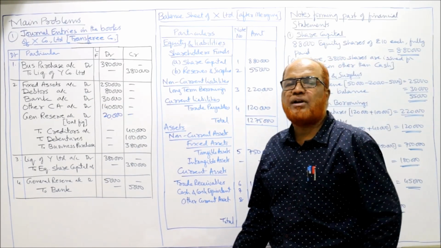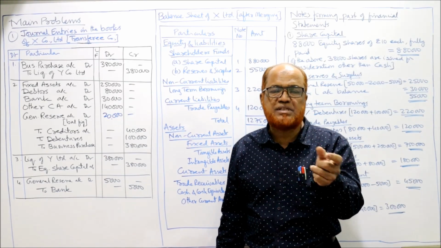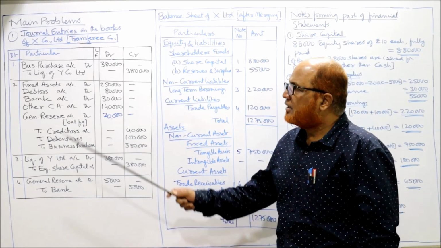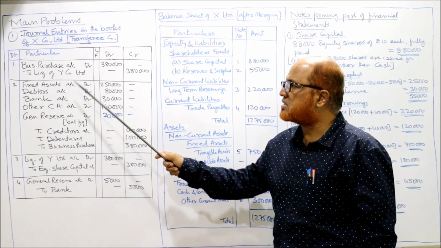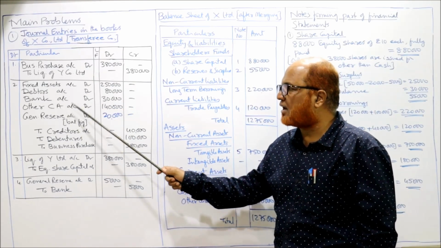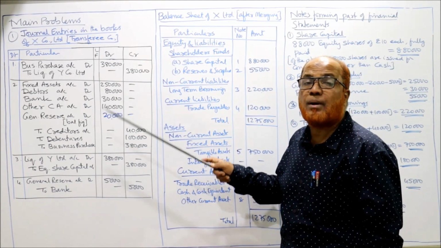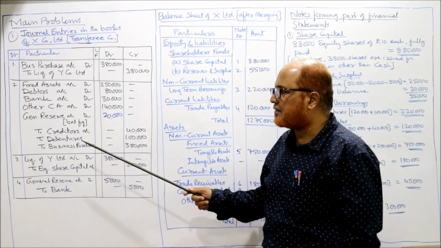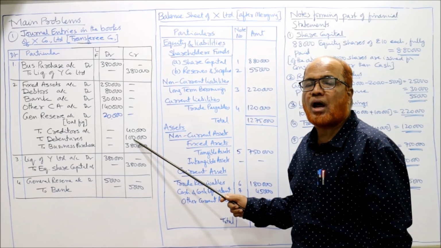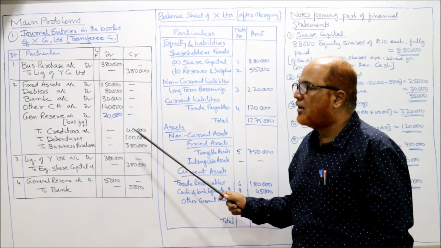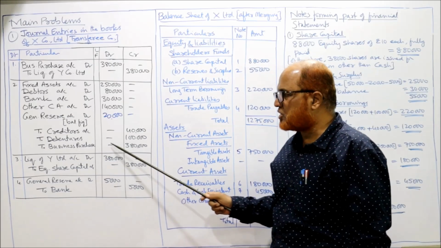Now second entry: debit all assets taken over and credit all liabilities taken over, and business purchase should be credited. The fixed assets of Y limited 2,50,000, debtors 80,000, bank 30,000, other current assets 1,40,000. These four are the assets of company Y. Similarly, liabilities are creditors 40,000, debentures 1 lakh. These two are outside liabilities in Y company. To business purchase, in the first entry business purchase was debited. Now business purchase will be credited.